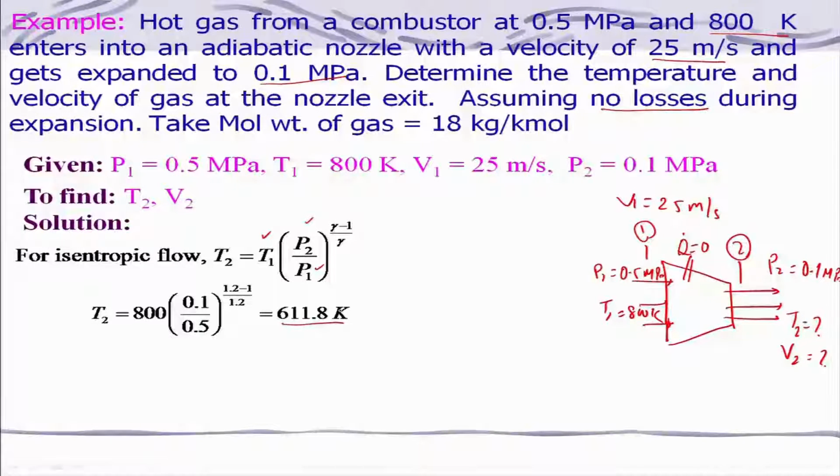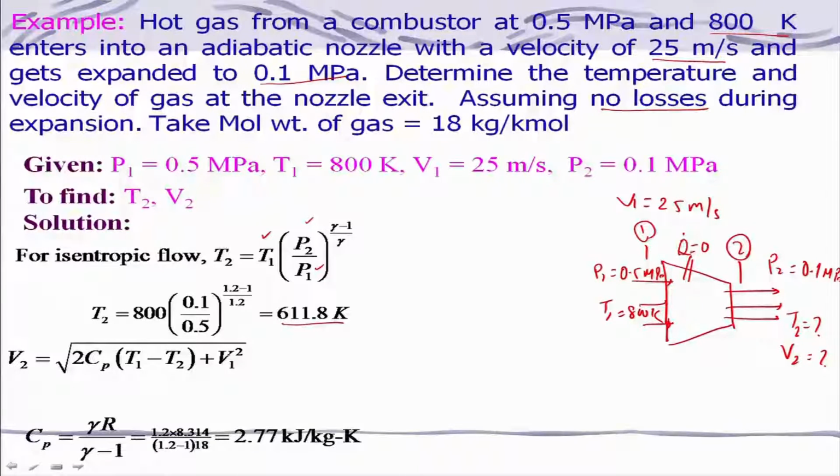And we can now find out the velocity. V2 is equal to root over 2 Cp (T1 minus T2) plus V1 square. Keep in mind that we had neglected V1 in the last derivation, taking it as small or 0, but here we have retained it. So from the energy equation we can get this.